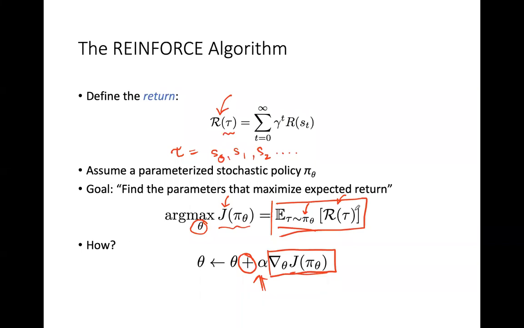Question in the chat. Why standard gradient descent? What if it's a local maximum? So gradient ascent, I guess, because local maxima is just a fact of life, right? When you're doing optimization of these functions that can be highly non-convex, local maxima are always a problem, but it is what it is.